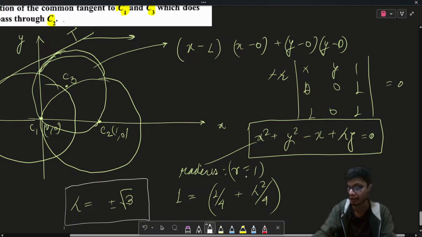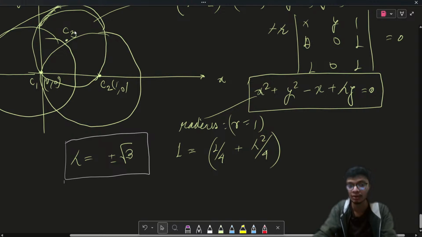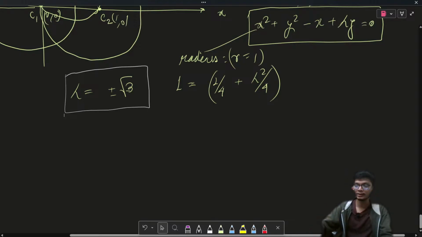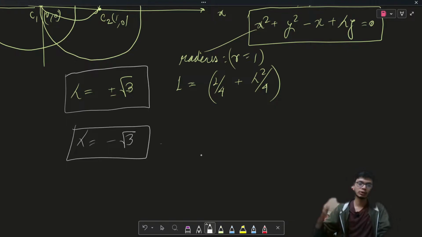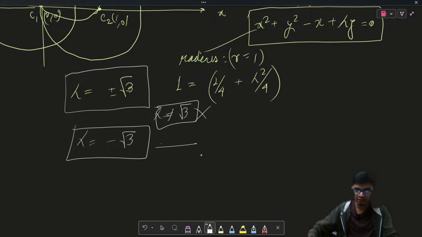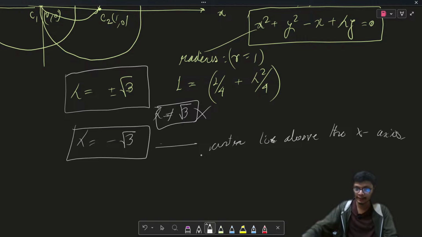So once we get the value of lambda, we have already obtained the equation of the circle C3, but we also have to make sure that the center of C3 is above the x-axis. That will determine whether the plus or the negative value of lambda should be taken, right? So as the center of C3 lies above the x-axis, if we take lambda equal to minus root 3, then only this particular equation is going to be satisfied, right? So plus root 3 won't be the solution, since the center lies above the x-axis.